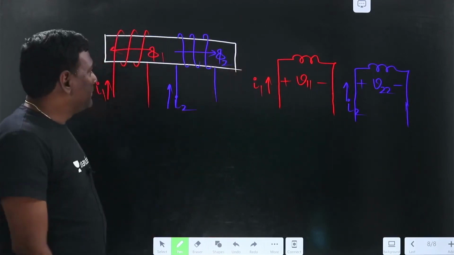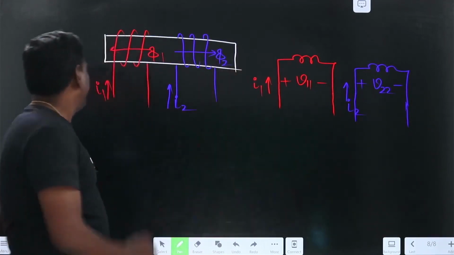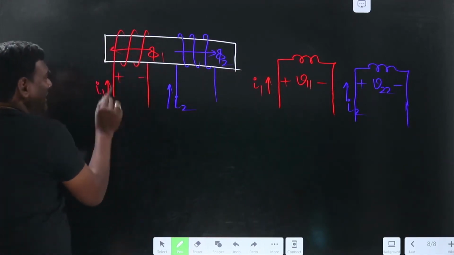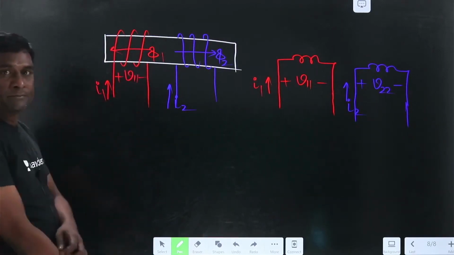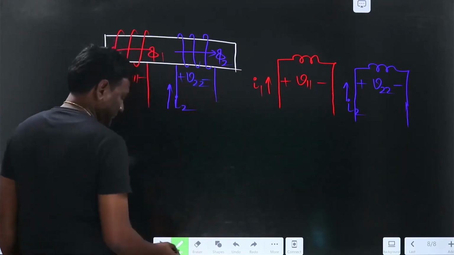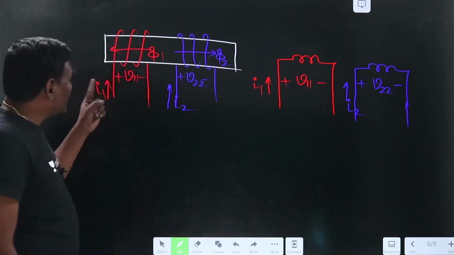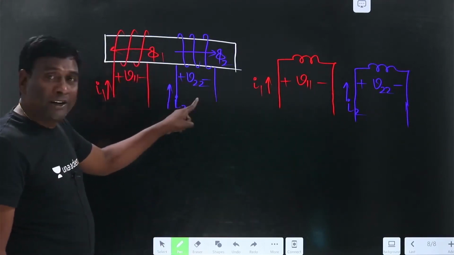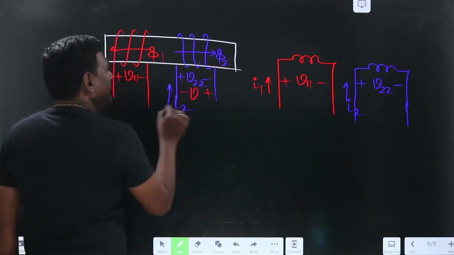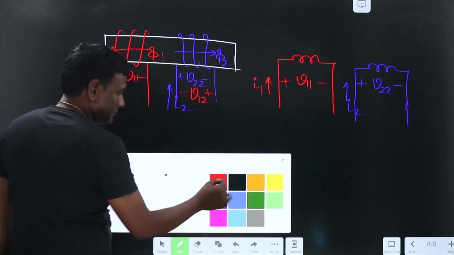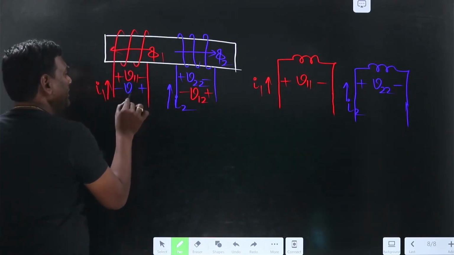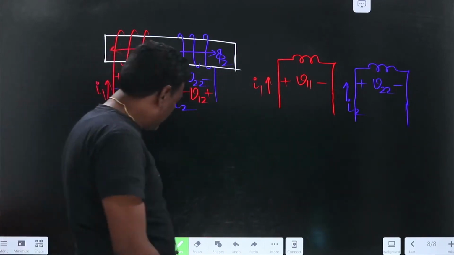Okay, so see here, whenever current is entering here, plus here, minus; this is going to be V11. Whenever current is entering here, this is going to be plus minus V22. Now if I consider, because of this flux, the induced voltage here should be in the opposite direction, plus minus. So this is going to be V because of 1 in 2, and because of this current it should be in the opposite direction, plus minus, this is going to be V because of 2 in 1.